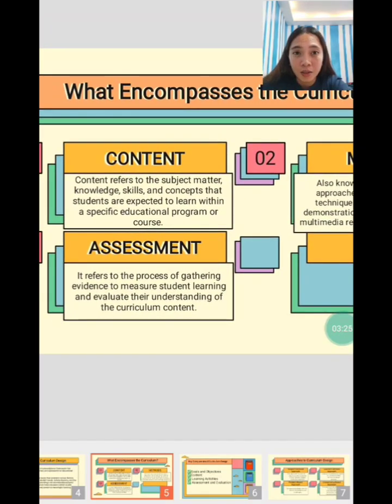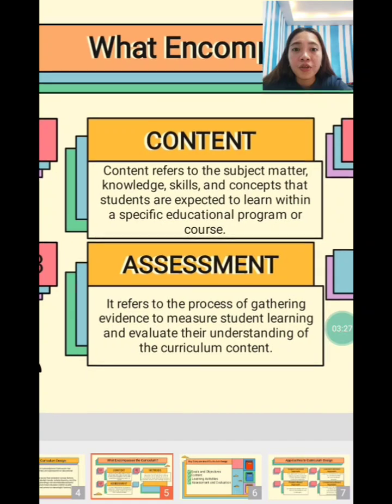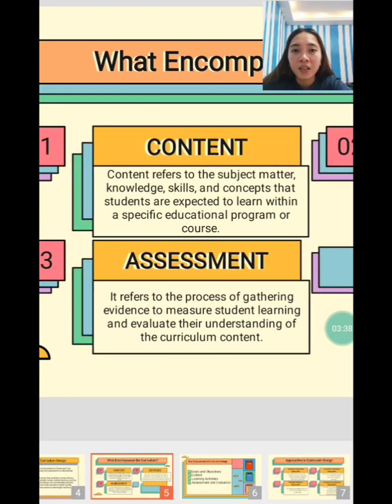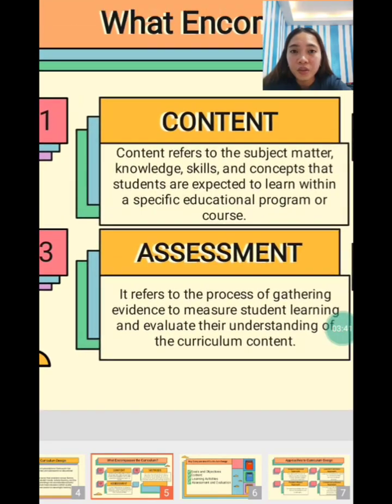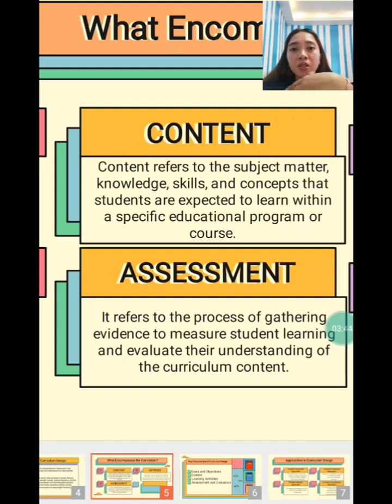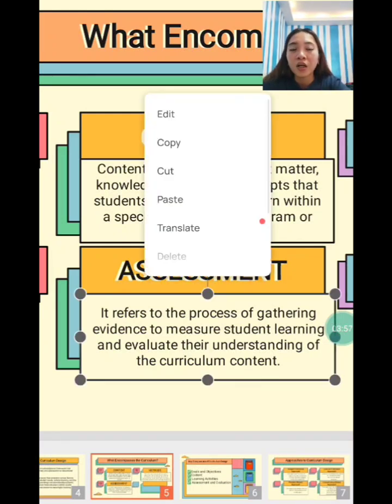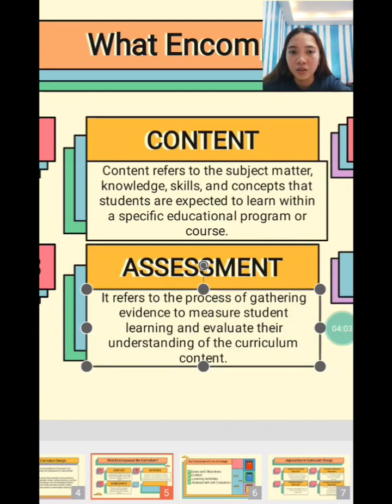Next is the assessment. It refers to the process of gathering evidence to measure student learning and evaluate their understanding of the curriculum content. So, mostly hindi ito mawawala sa atin sa curriculum, which pagkatapos nating ituro yung lesson, magbibigay tayo ng quizzes or exams to measure kung ano yung natutunan ng estudyante dun sa tinuro natin. Or dun sa kung paano pamamaraan natin tinuro yung content, yung lesson.